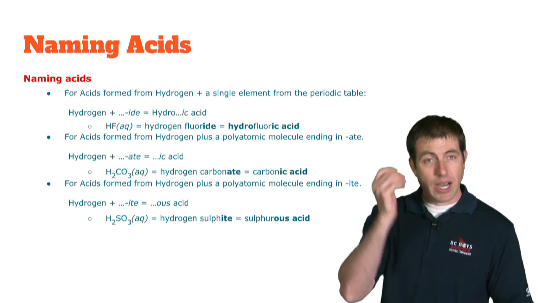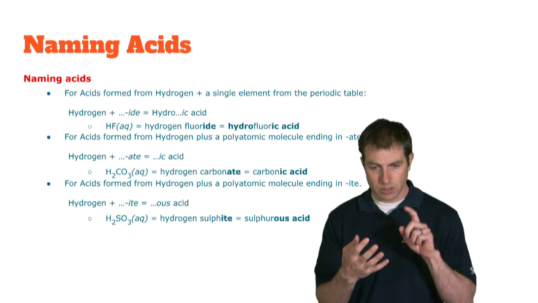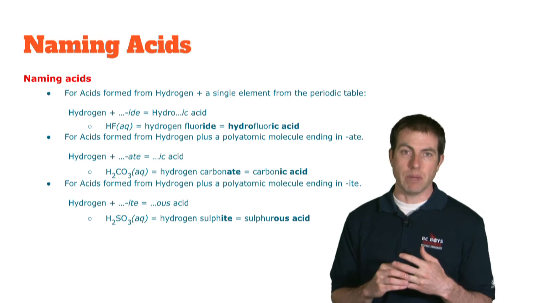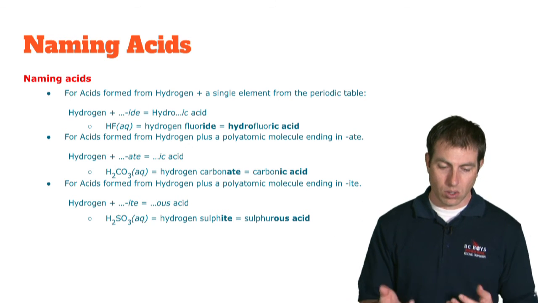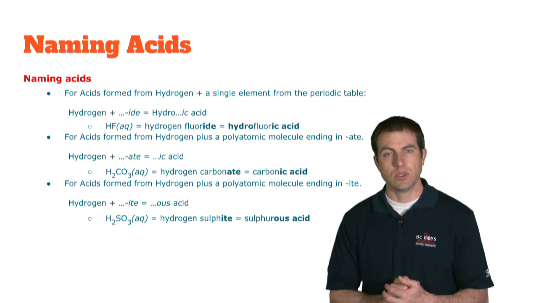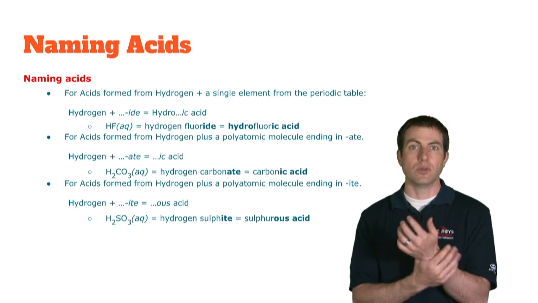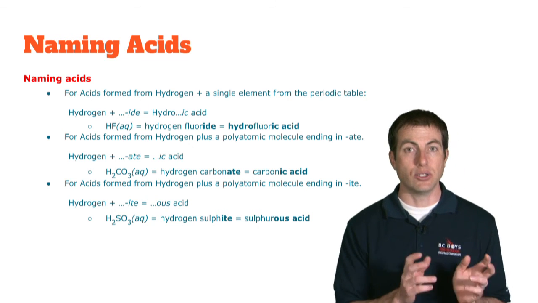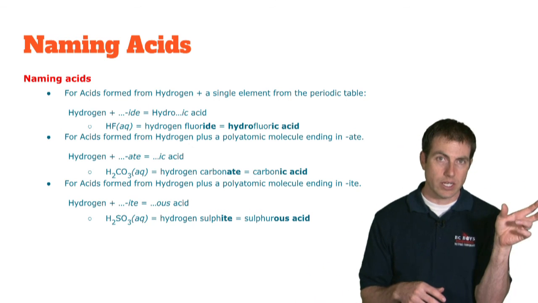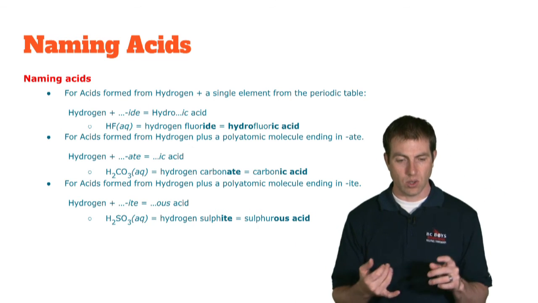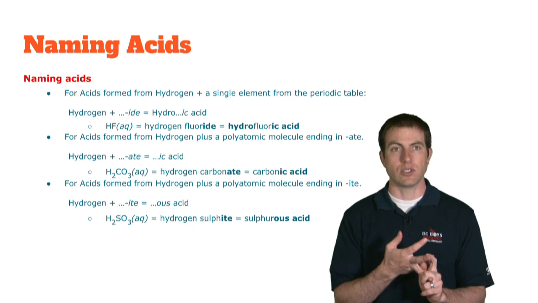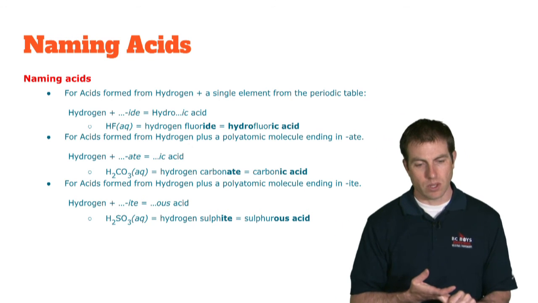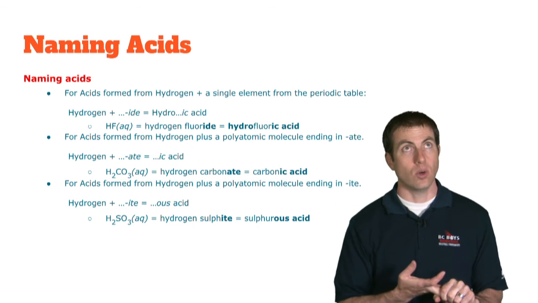So if you have hydrogen and just a non-metal like chlorine, fluorine, bromine, just hydrogen and a regular old non-metal, it's hydrochloric acid or hydrofluoric acid. What you do is change the "ide." If you had HF, you would normally call that hydrogen fluoride. Instead of hydrogen fluoride, you're going to call it hydrofluoric acid. So you start with the hydro, change the ending to "ic," and then acid. So HF is hydrofluoric acid, HCl is hydrochloric acid, HBr is hydrobromic acid. What's another one? HI is hydroiodic acid.